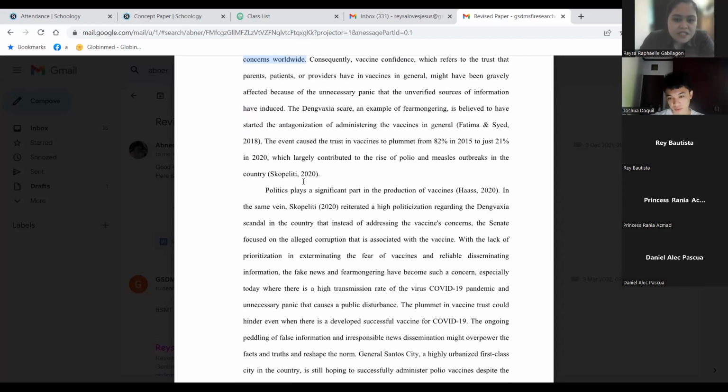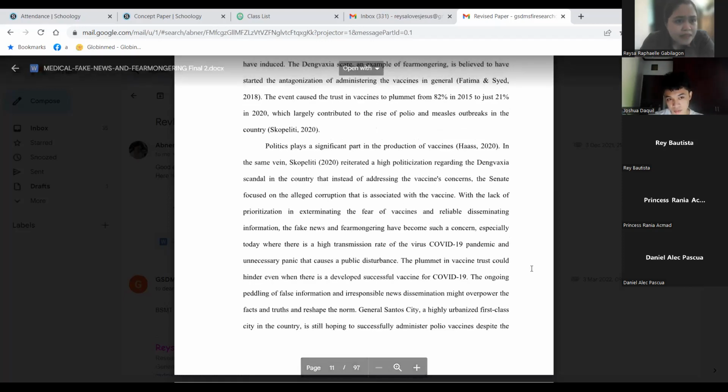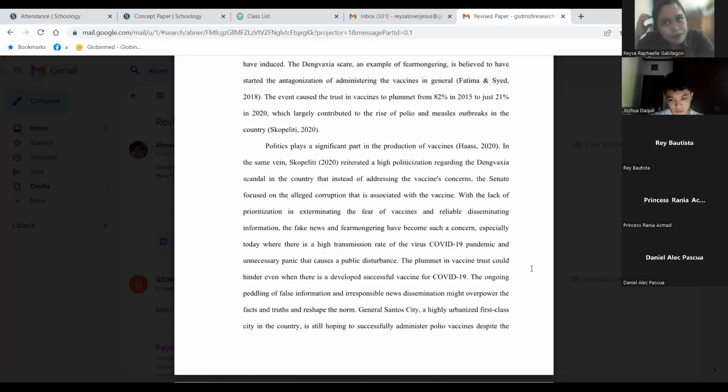So i-establish nila kung ano ba talaga yung problema. May problema ba talaga? How do you know that it is a problem? Siyempre, the effect of that in the community. And number 2, you can present statistical data to really establish na merong problema. Example, meron na talagang namatay nito. Pag sinabi mong merong namatay, you really have to be specific. Ilan ang namatay? Example sa problem na yan.